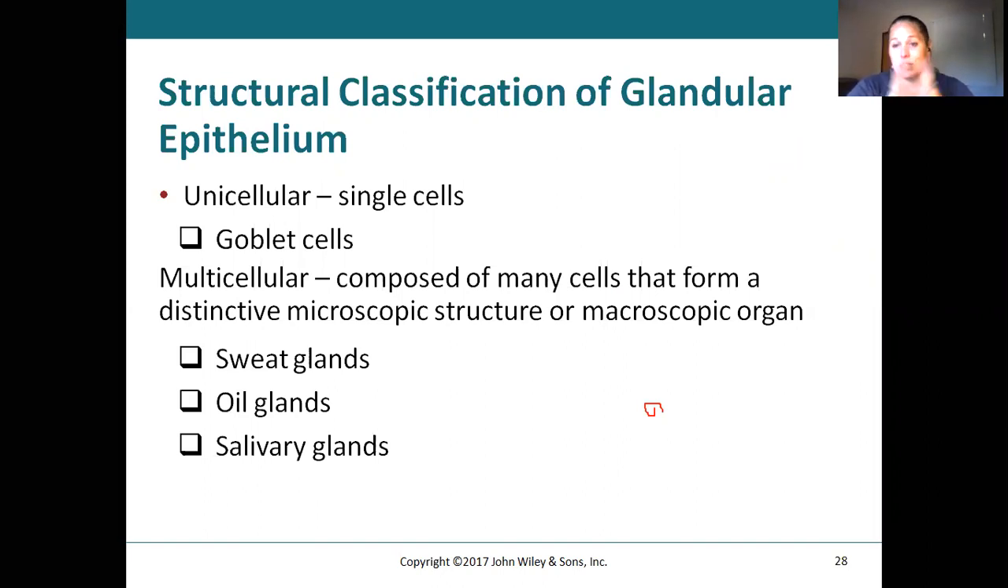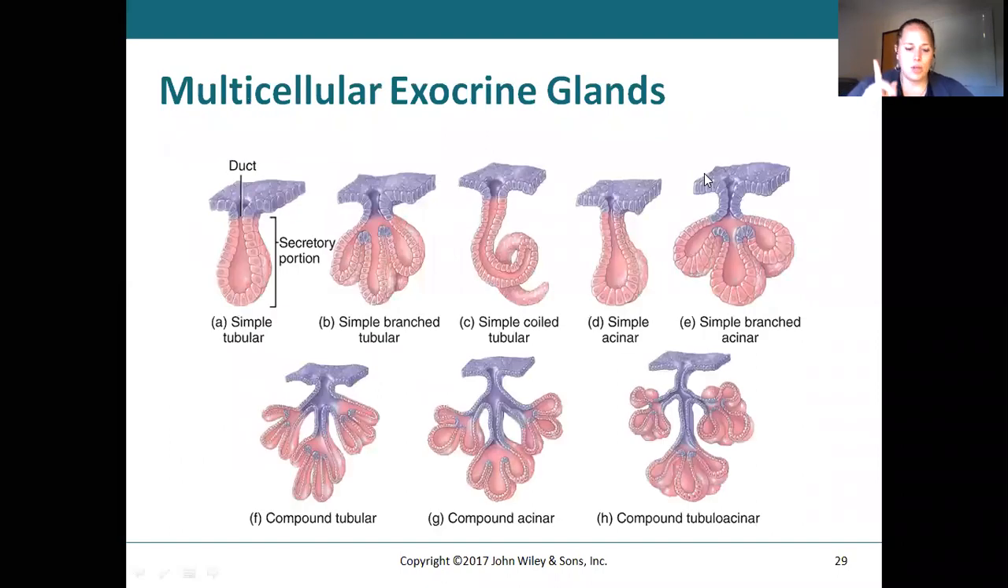So still talking about epithelium here. For epithelium, you can have these unicellular goblet cells, and we'll talk about the functions of goblet cells in a second. Or they can be multicellular, so composed of many cells that form a microscopic structure or a macroscopic organ. So sweat glands, oil glands, and salivary glands are all examples of glandular epithelium. So these are all types of epithelium that form a gland and create some type of secretion. So secretion, again, is one of the many functions of epithelial cells.